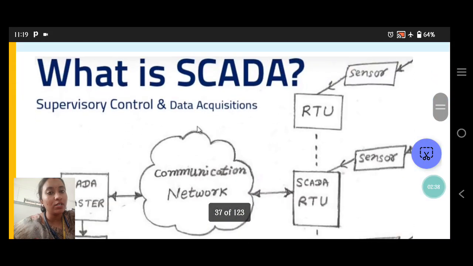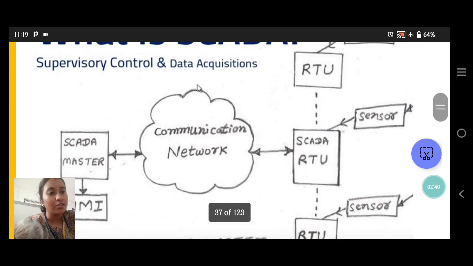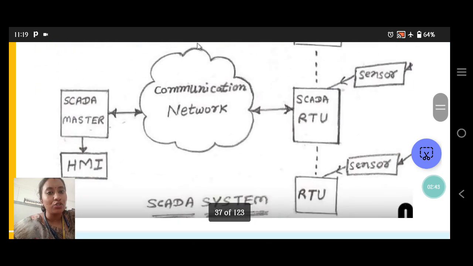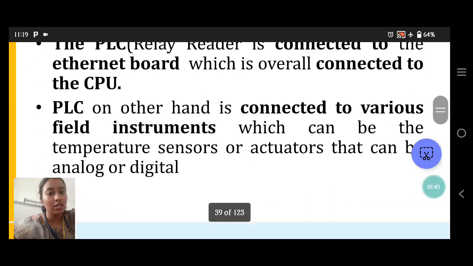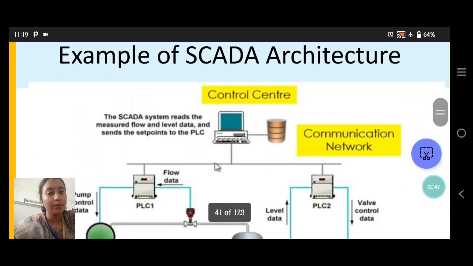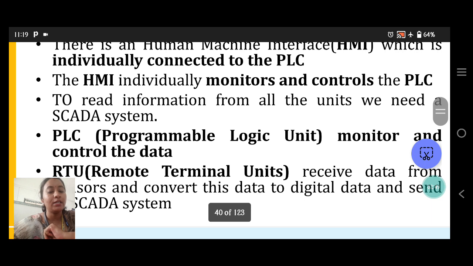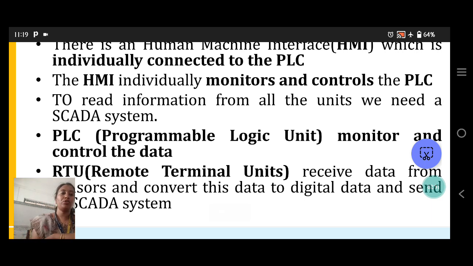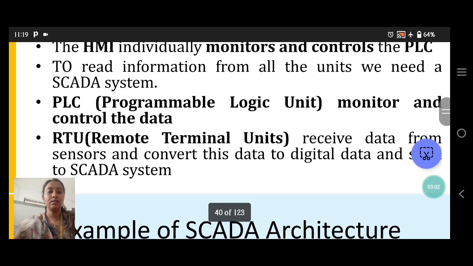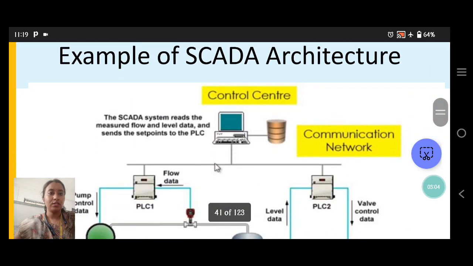Here we can see RTU, PLC, HMI. These are the abbreviations I have given here. So PLC is a programmable logic unit that monitors and controls data. RTU is a remote terminal unit that receives data from a sensor, converts this data to digital data, and sends it to the SCADA system. An example of SCADA architecture is a control center with a communication network.